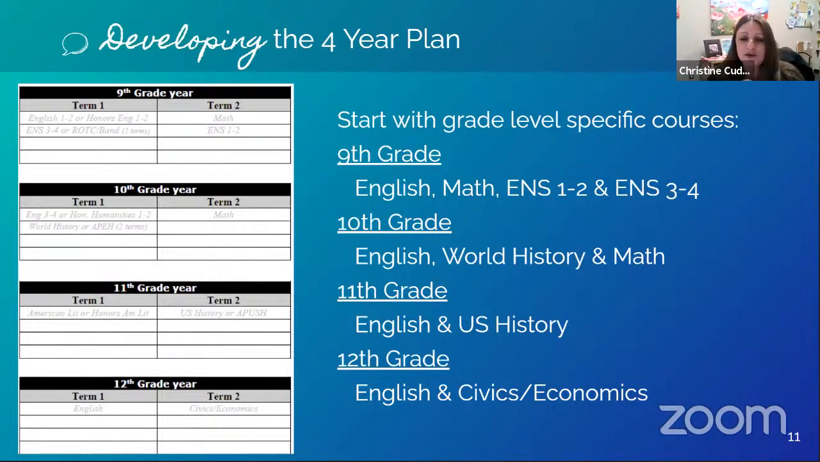And then in 12th grade, again, there's 2 required classes. It's your English class and civics and economics. There's a variety of English courses offered for 12th grade, so there's some options to choose from. And then for civics and econ, you can either take a 1-term course or you can take the full year AP government course. So you'd want to start by filling in the classes that are those required classes.